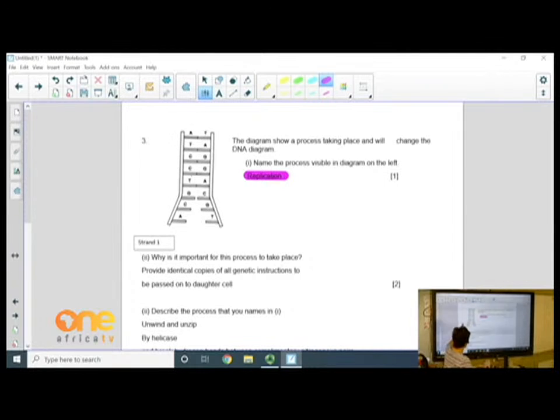Why is it important for this process to take place? We need identical copies of the genetic instructions to be passed on to a daughter cell. So during cell division, identical copies must be made for the daughter cells. That is also a good answer.